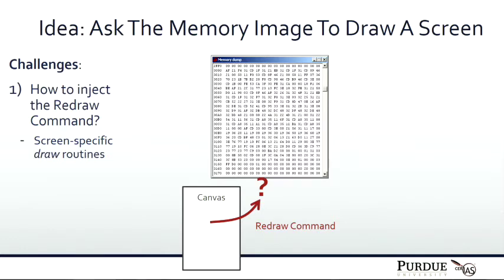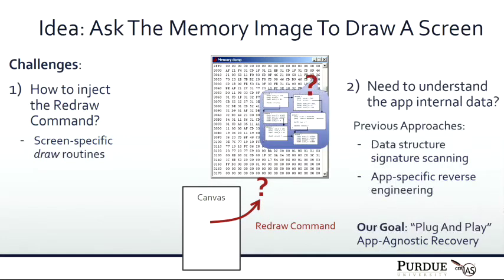First off, how do you even inject a redraw command into a memory image? It's just a blob of data, right? Second, do we need to understand all of that application internal data in order to do this? I hope not, because we want an application-agnostic solution, something that will allow investigators to plug in a memory image and get results out for any application that they're investigating.